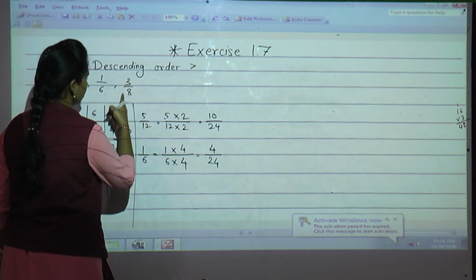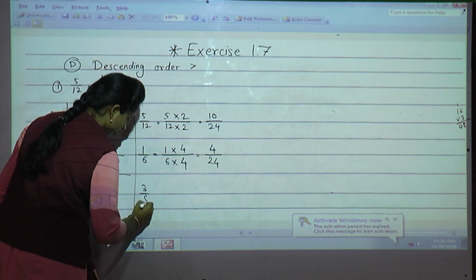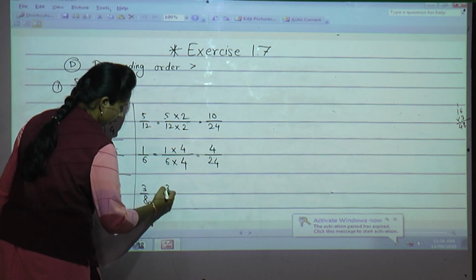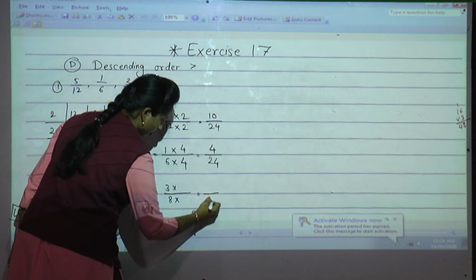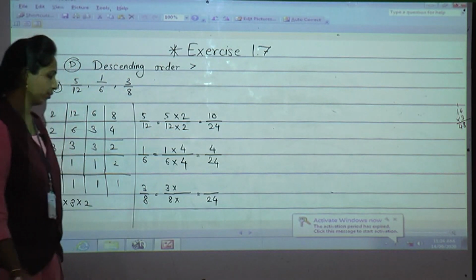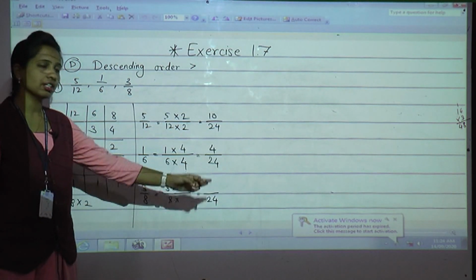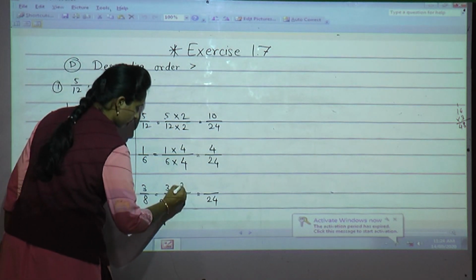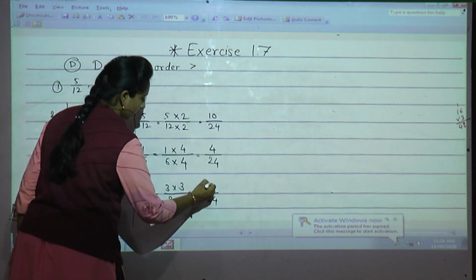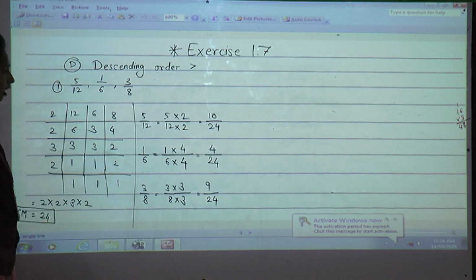The next number 3 upon 8. Write 3 upon 8 multiplied by. So the denominator should come 24. Now tell me, 8 what's are 24? 8 3s are 24. So here also take 3. 3 3s are 9. Okay.